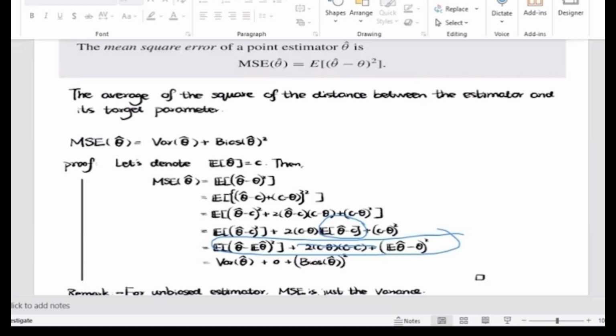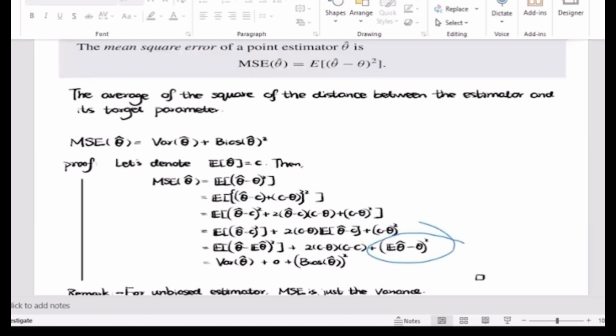When you take a look at this guy, what is the expected value of theta cap minus theta? That's the bias of an estimator. What you have there is the bias of an estimator. Then we're squaring the bias of an estimator.